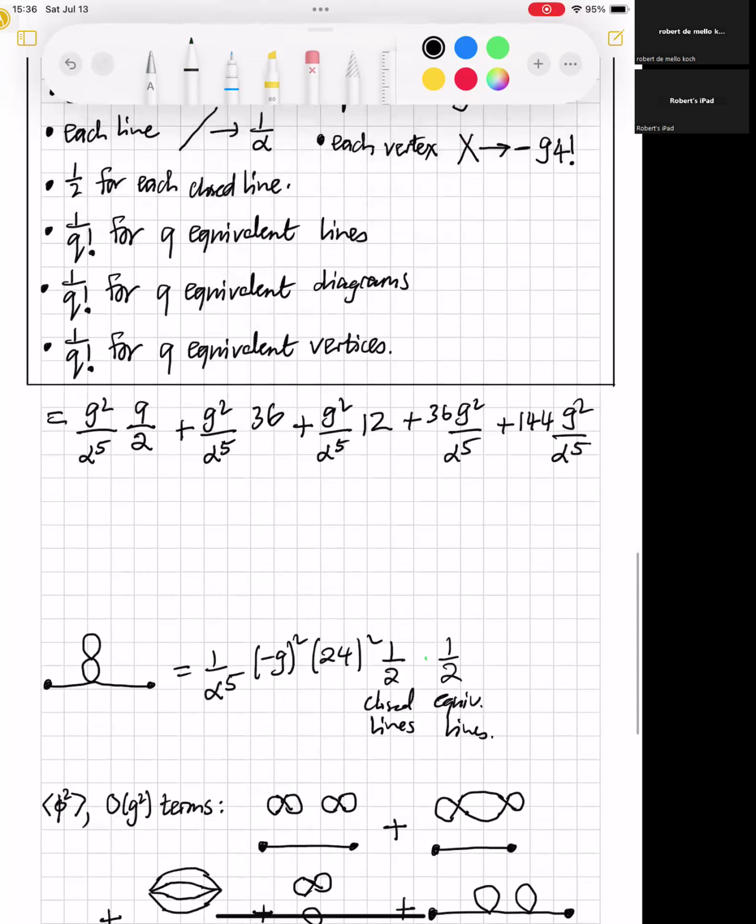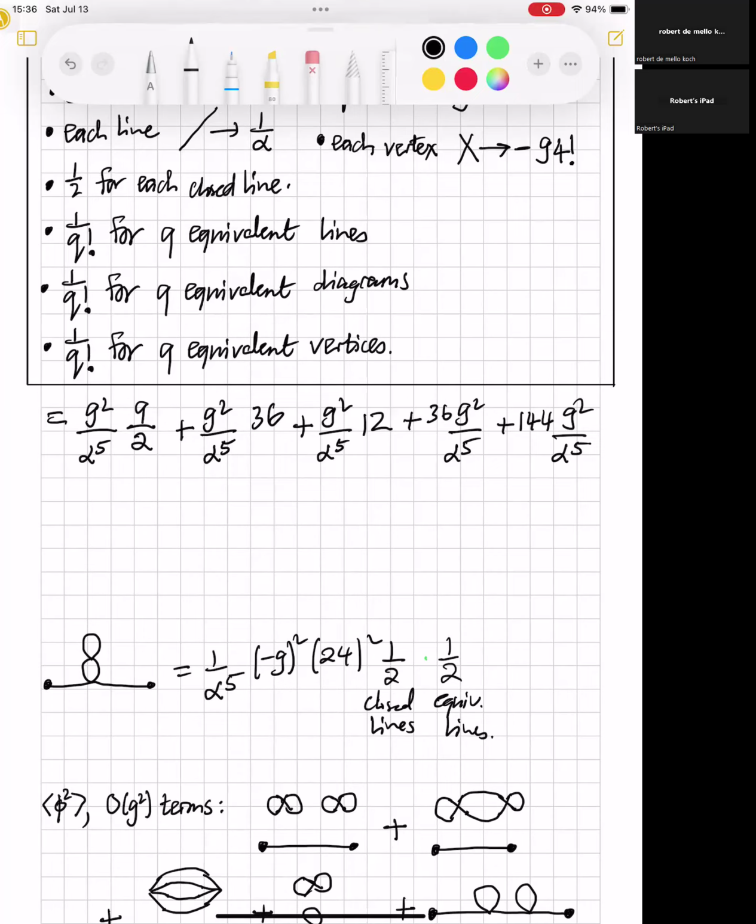Then how about equivalent diagrams? Well, there is just one diagram. And how about equivalent vertices? Well, those two vertices can be distinguished. Only one of them connects with the two dots, and only one of them has two legs closed into a loop. So there's no equivalent vertices.